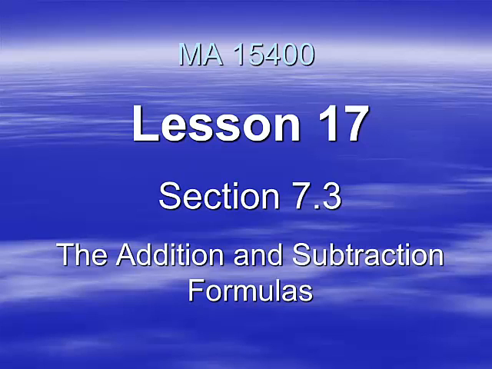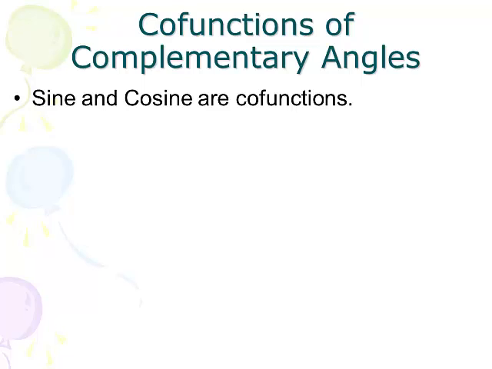And here we go with lesson 17, section 7.3. We're going to be dealing with the addition and subtraction formulas for sine, cosine, and tangent. First, we're going to start with a small topic, and that's cofunctions of complementary angles.